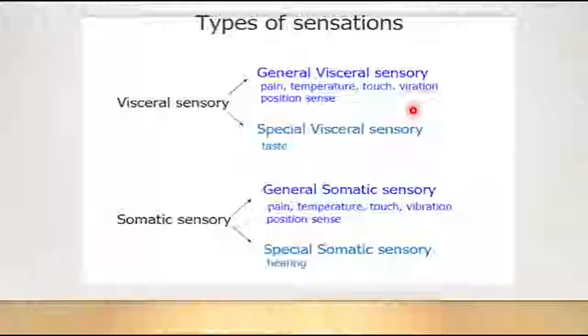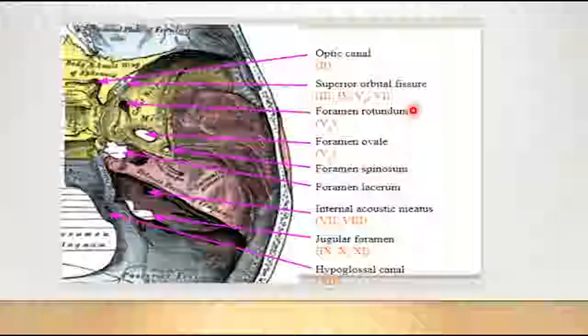When you talk about the sensory functions of the cranial nerves, there's general sensory, which is pain, temperature, touch, vibration, or position sense. And we have special visceral sensory, like taste. And somatic sensory can again be general or special.